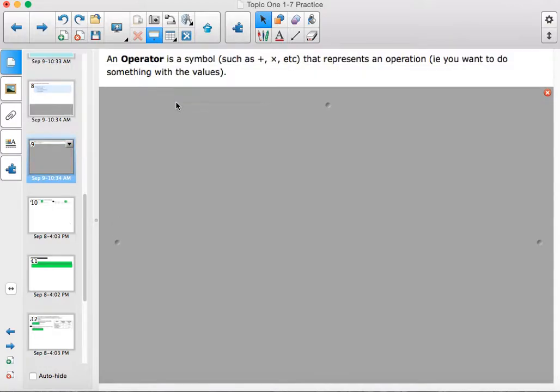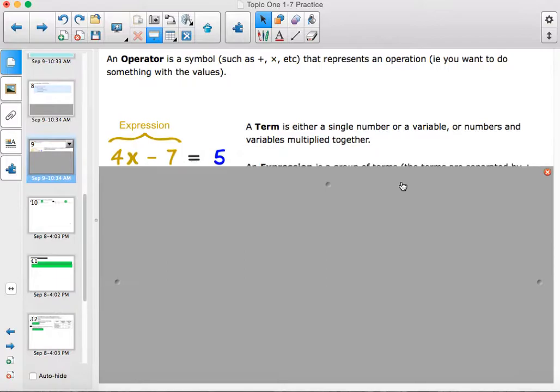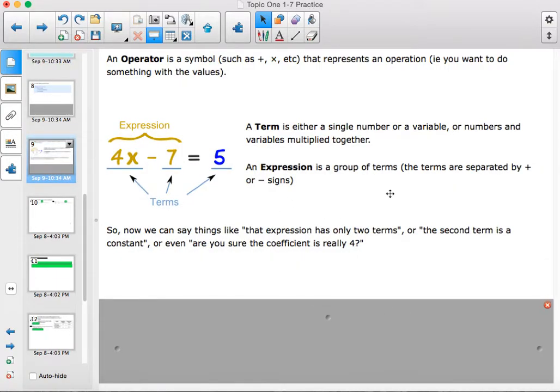Now, an operator is a symbol such as addition, multiplication, division that represents an operation, something you want to do with the values. So here we go. We have kind of a big picture of everything that we've talked about. We have an entire equation, 4 times x minus 7 equals 5. And then we have it broken down to show that part of it on this side of the equal sign is an expression. And then on this side, we have an amount, another term.